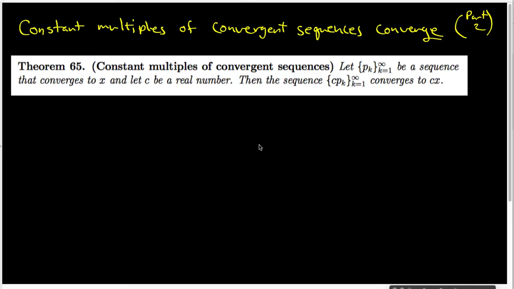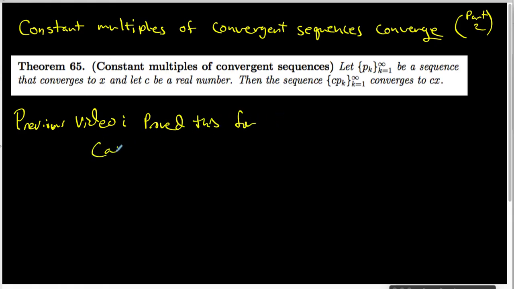In this video, we complete the proof of what our authors call Theorem 65, the theorem that says constant multiples of convergent sequences converge. And I want to remind you that in the previous video, we proved the theorem for the cases when case 1 was c equal to 0, and case 2 was c bigger than 0. And in case 2, we did a lot of scratch work.